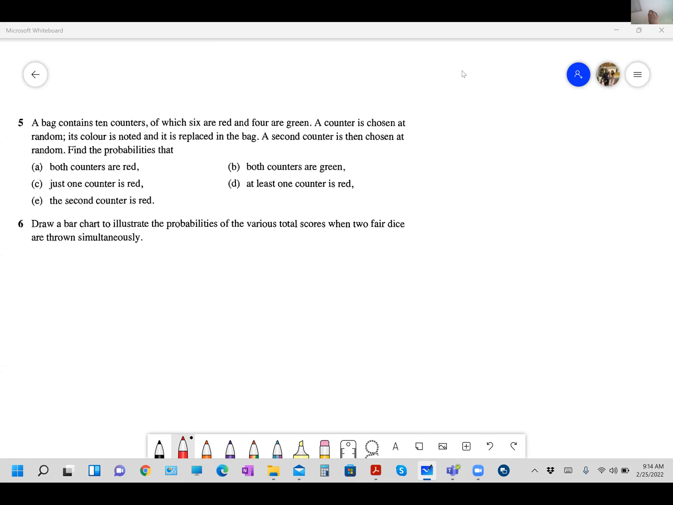Okay, so that's not very good. It says a bag contains 10 counters, of which six are red and 4 are green. A counter is chosen at random. Its color is noted and it's replaced in the bag. So here's how we do it. We pick a counter, we say it's color whatever, and we put it back in the bag. A second counter is then chosen at random. Find the probability that both counters are red. So they're asking us for the probability that both counters are red.